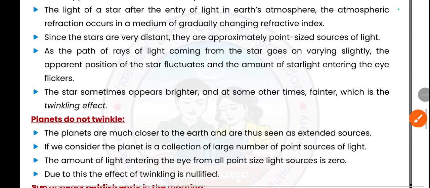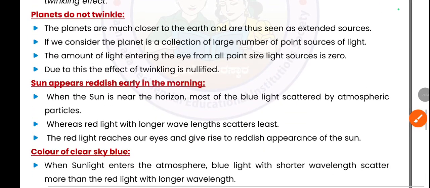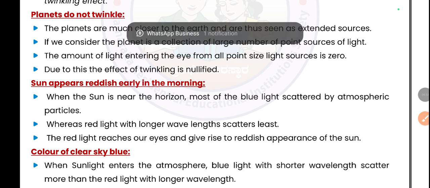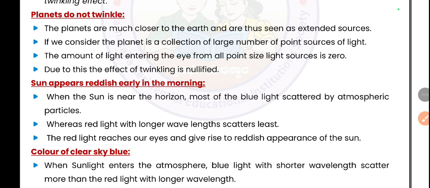Very important question. Then, planets do not twinkle. Okay, only one or two times they asked this question, but see the answer. The planets are much closer to the Earth and are seen as extended sources. If we consider the planet as a collection of a large number of point sources of light, the net variation in the amount of light entering the eye from all the point-sized light sources is zero. Due to this, the effect of twinkling is nullified.